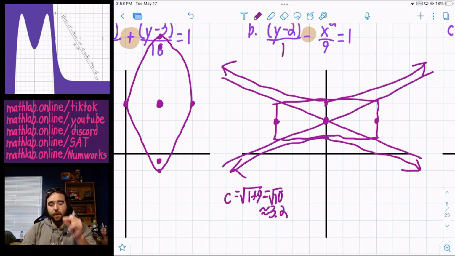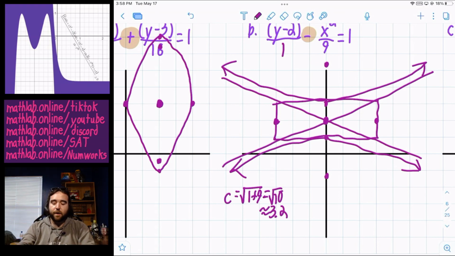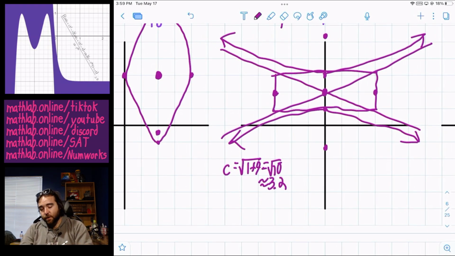So we go from the center, 3.2 up, 3.2 down. And notice how here it doesn't matter which radius is longest. You determine which way the foci go by which way the hyperbola opens. That's all that matters. So the coordinates of the foci then are 0 for the x and 2 plus or minus root 10 for the y.